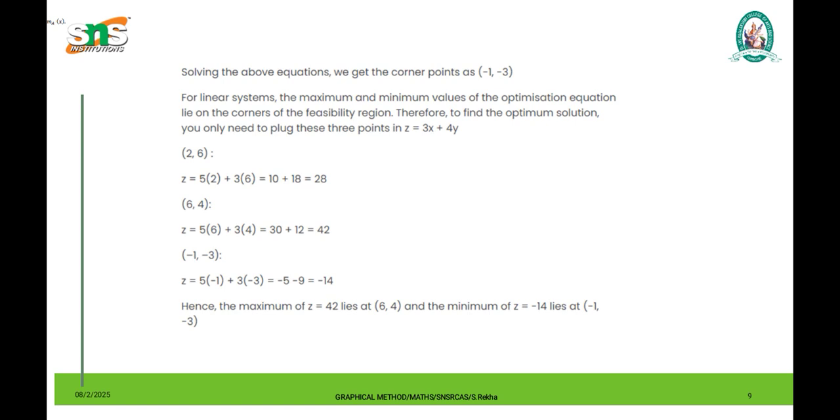If it is a minimization case, we take the minimum value. From that we arrive at the solution. For maximization the point is (6, 4), and for minimization the point is (−1, −6).